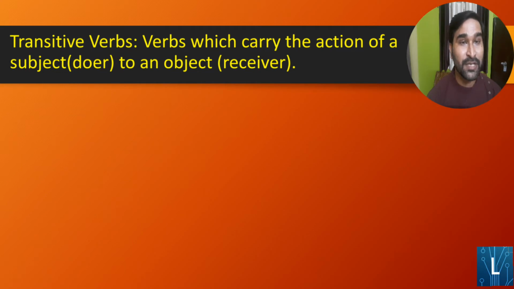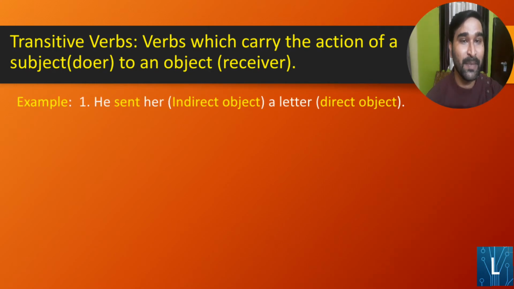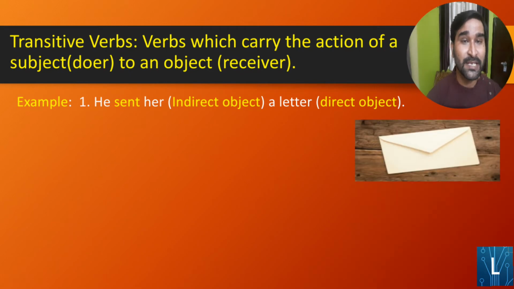What are transitive verbs? The verbs which carry the action of a subject, that means doer, to an object, that is receiver. Now if we discuss it with an example, it will be clear to you. Just as, he sent her a letter. Here, he is the doer, sent is the verb, her is the indirect object, a letter is the direct object.